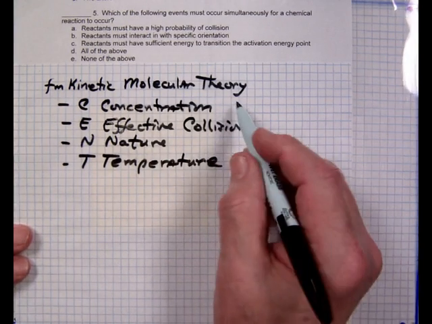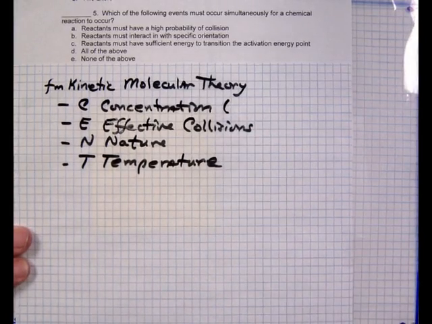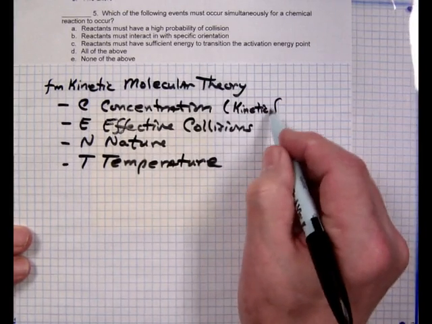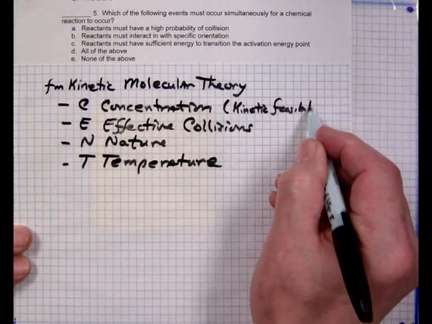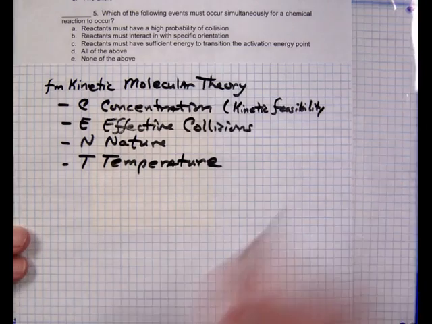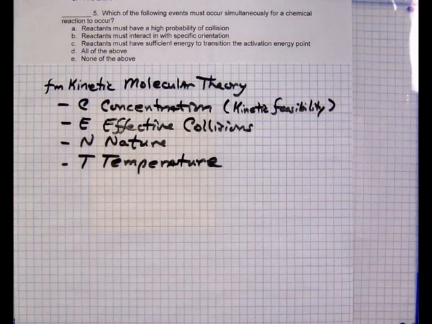In the first case, this defines kinetic feasibility. Reactants must be able to find one another in order to react. That's a fundamental truth, that if the concentrations are so low that A can't find B in a reaction process, the probability of producing products is very low.